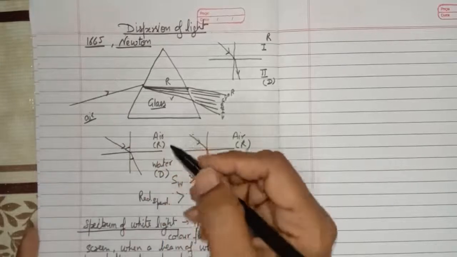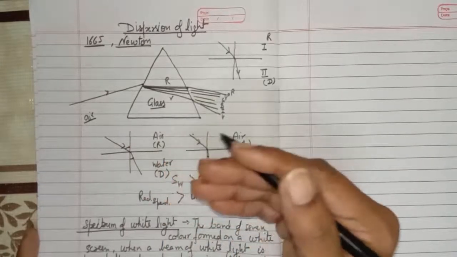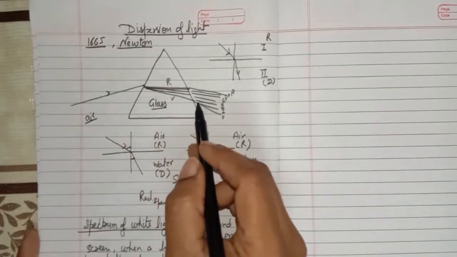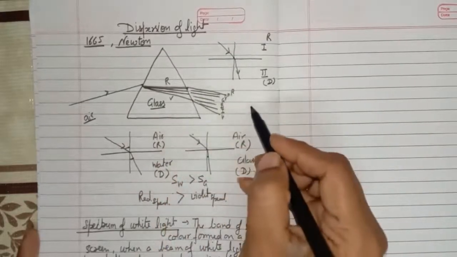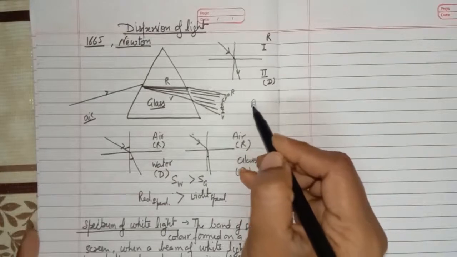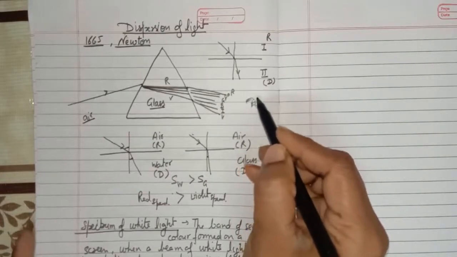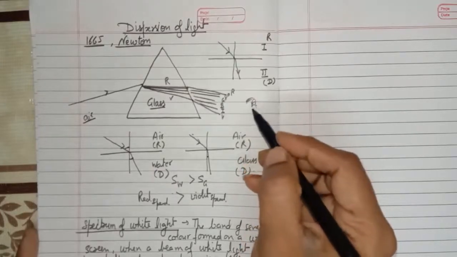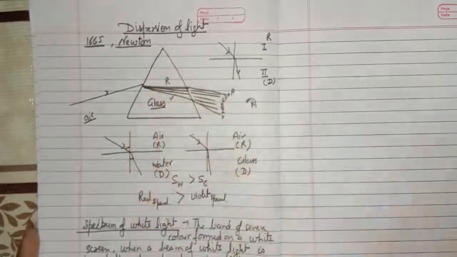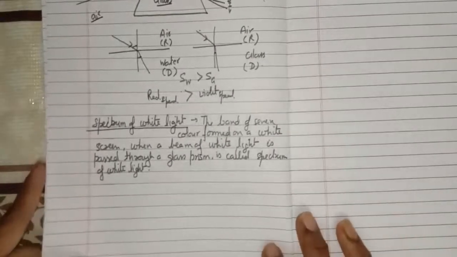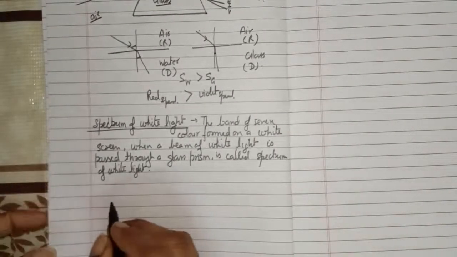And in daily life we observe that the dispersion of light also takes place through the water in fountains. Have you ever seen, near a fountain, a rainbow forming? This is also the dispersion of the white light. Okay, this is the definition of the spectrum of white light. Now write the definition of dispersion of white light.